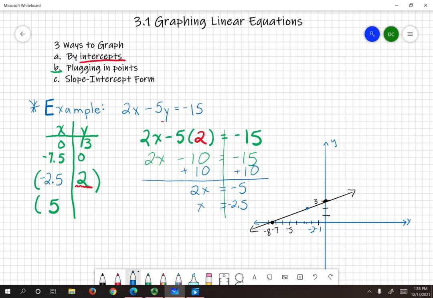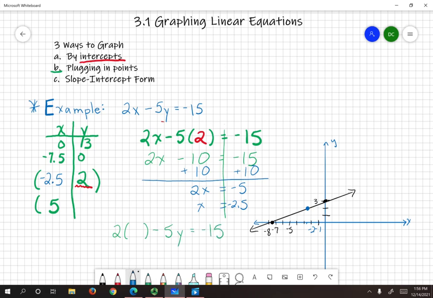Oh my gosh, look at that. Do I feel good about this answer right now? Yeah, you better believe I do. The next point is when x equals 5. So it's 2x minus 5y equals -15.